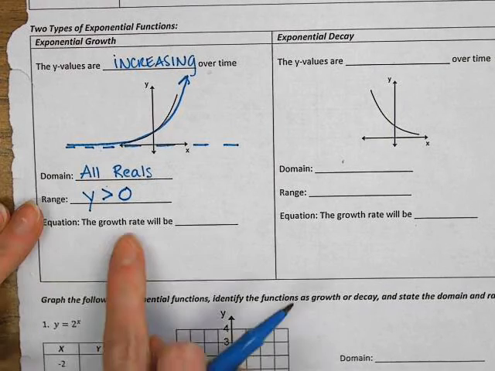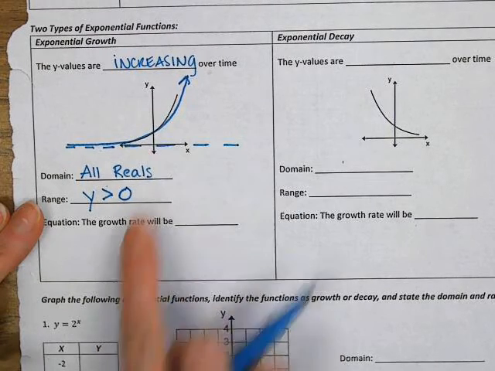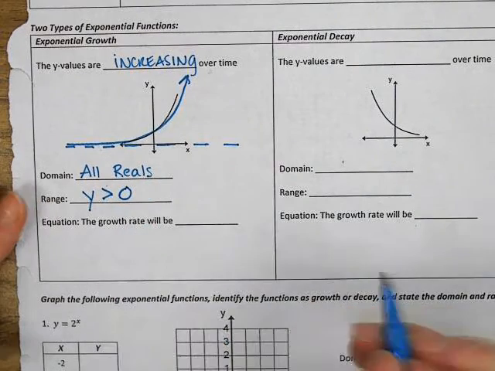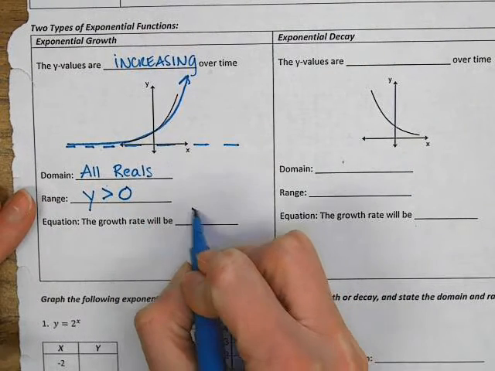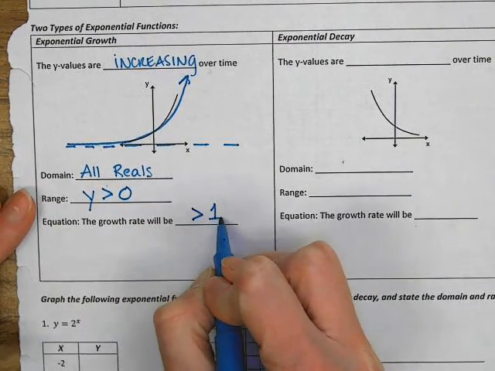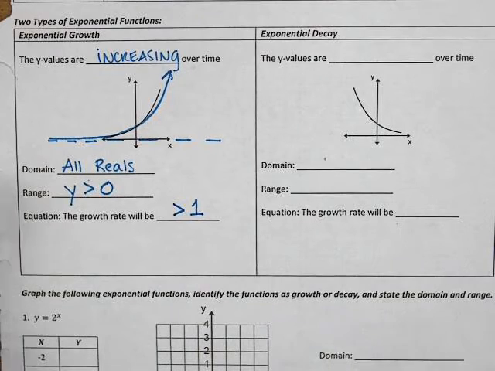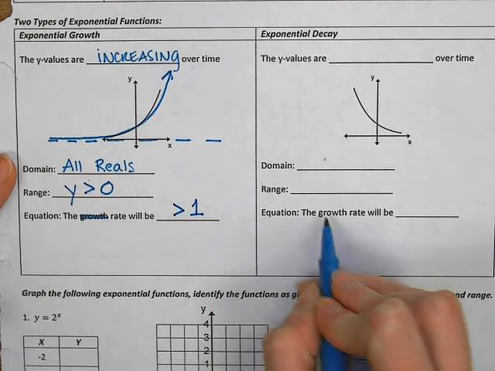And then if it's an exponential growth, the growth rate will be greater than 1. It has to be greater than 1 if it's a growth. I'm actually going to cross off the word growth here. We don't need that.